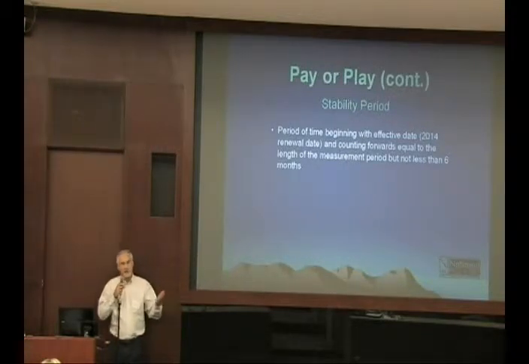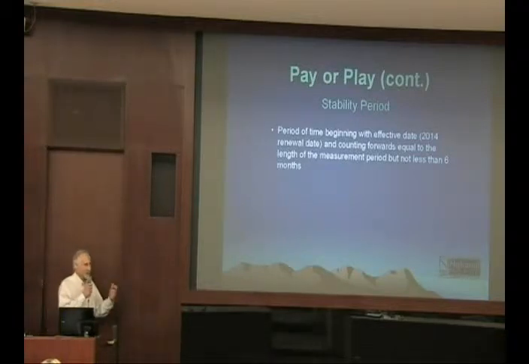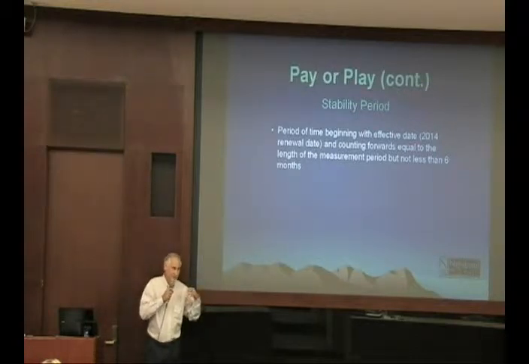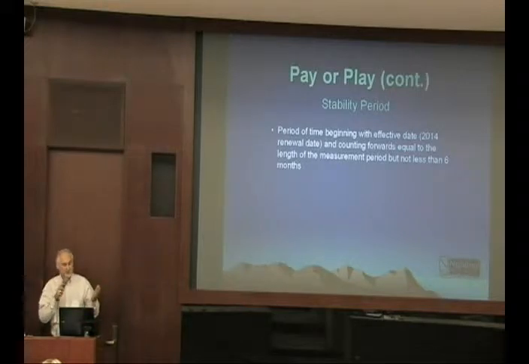If you pick a 6-month measurement period, your stability period is also 6 months. If you pick 12 months, stability period is 12 months. Can't be any less than 6 months, though, so if you pick a 3-month measurement period, your stability period is still 6 months. What's the significance of that?